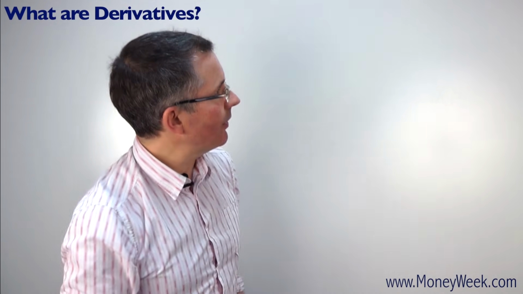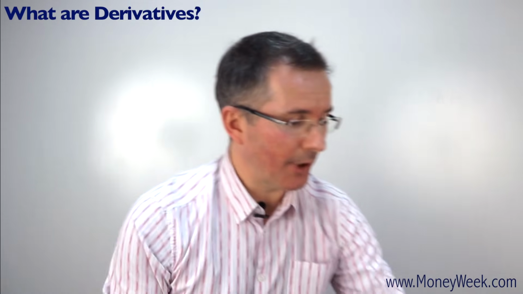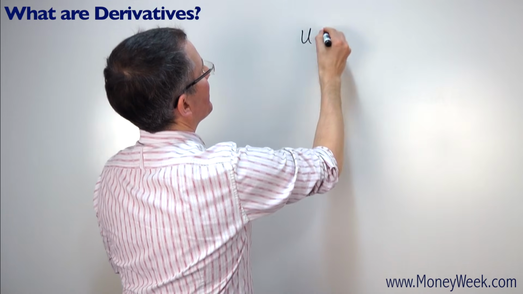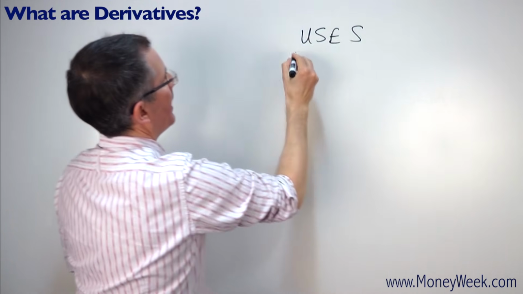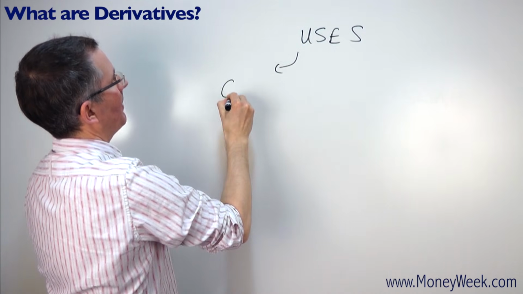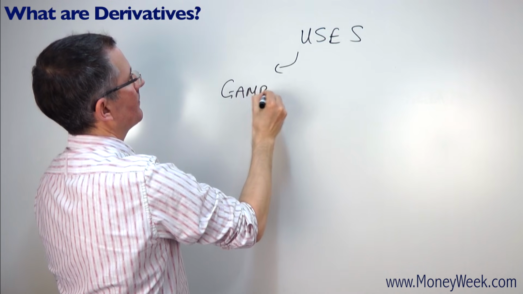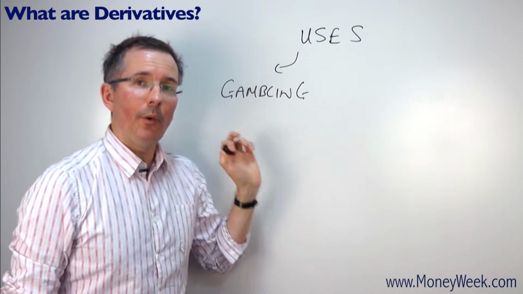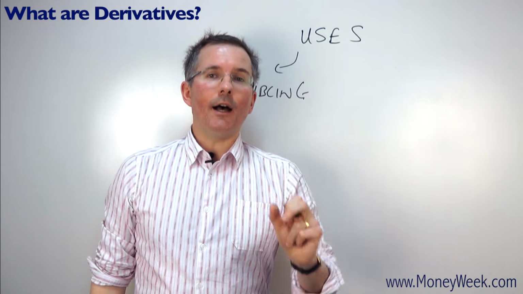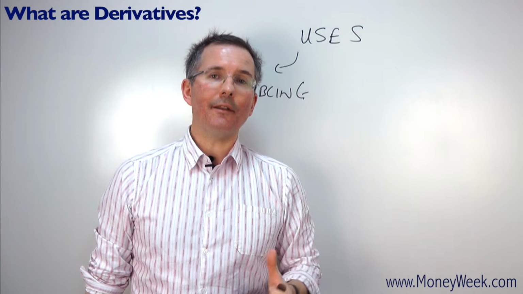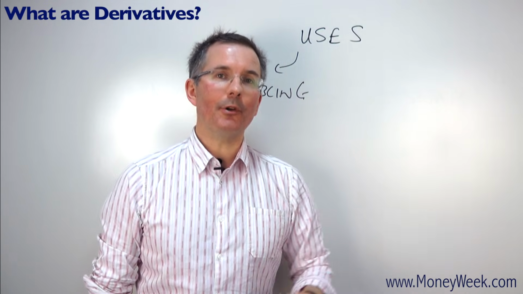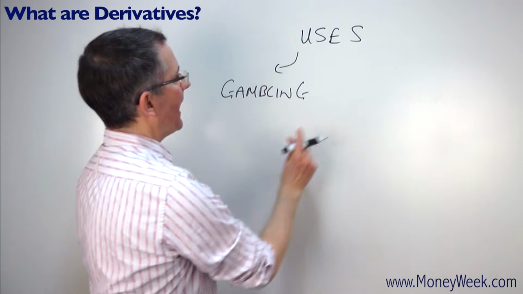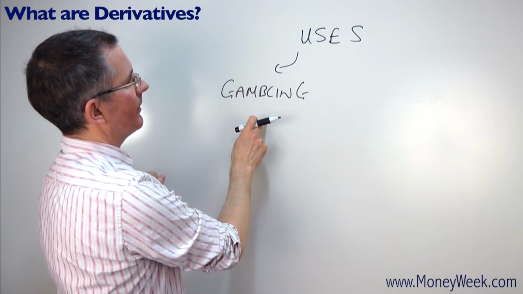So let's have a look at what we could use one of these products for. I'm going to put some buzzwords up here. Number 1, gambling, speculation. Spread bets, futures and so on can be used to take a directional bet on anything you like, shares, commodities, property and so on. That is taking on risk.